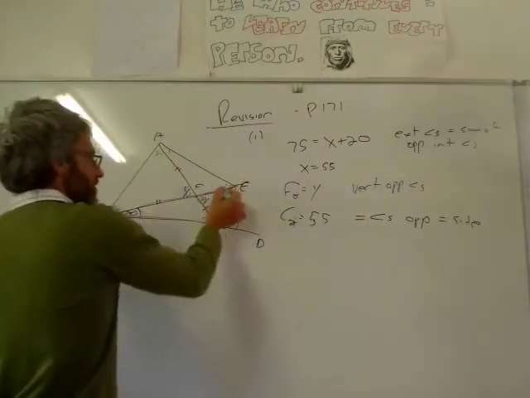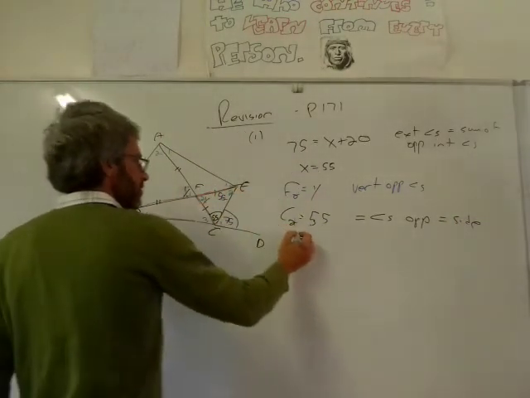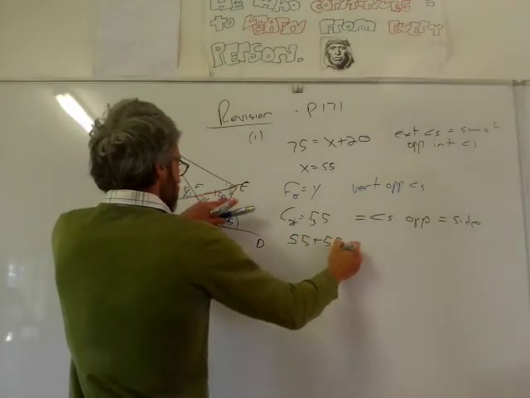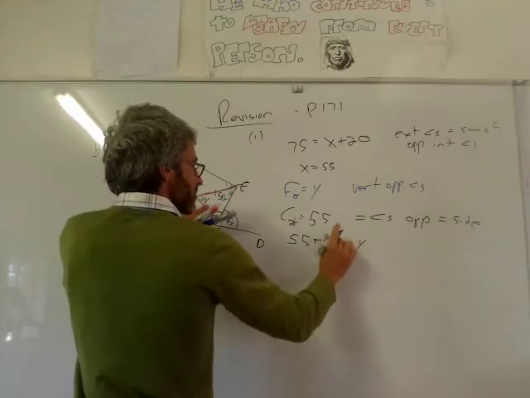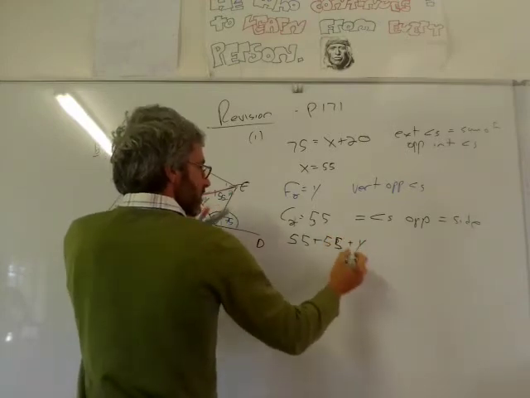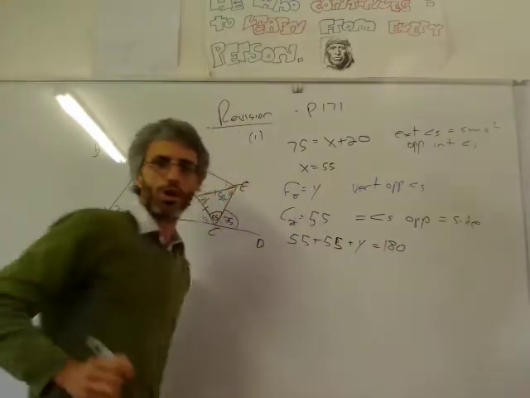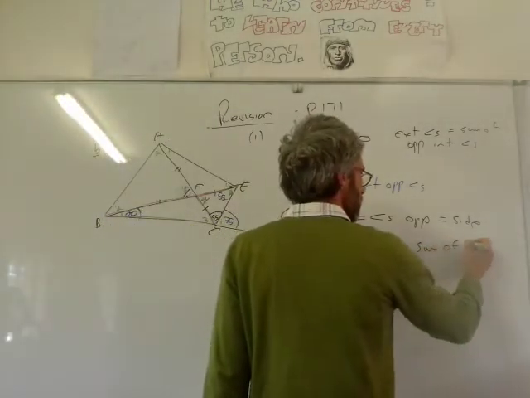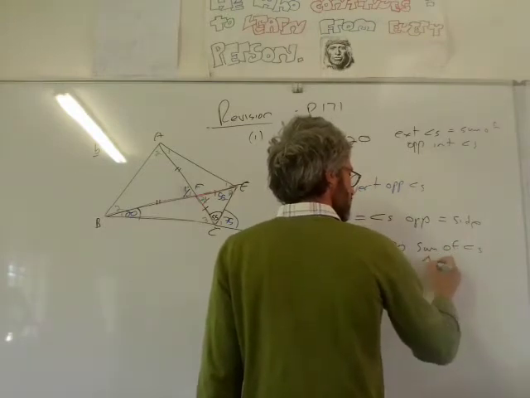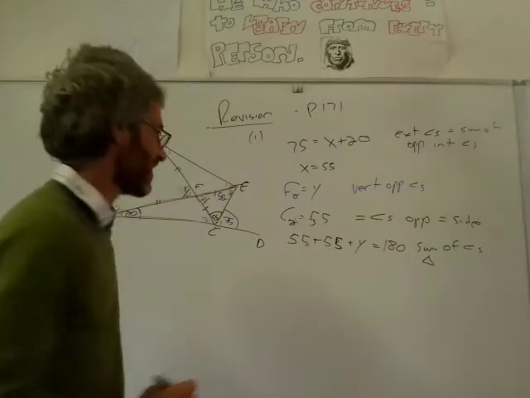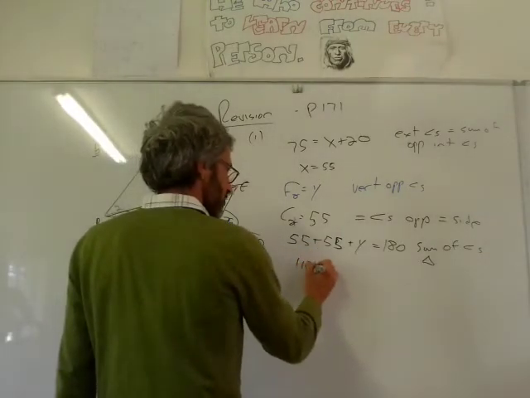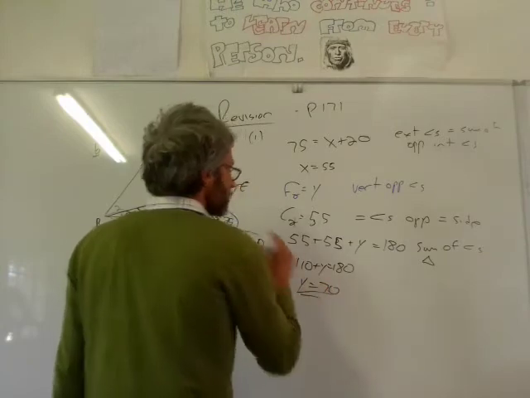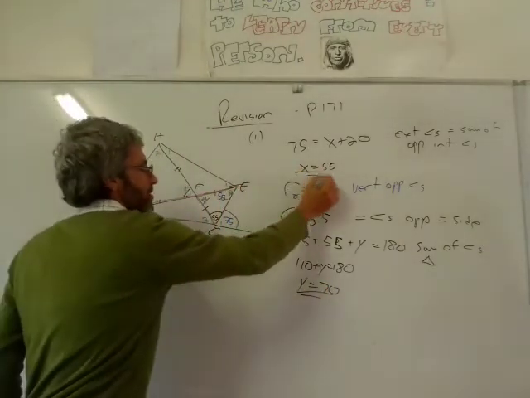So now in this red triangle, what is the sum of the angles? It's 55 plus 55 plus, we just knew that this is y. The sum of the angles is 180. Sum of angles in a triangle. You're always going to have that property somewhere. And then that means 110 plus y equals 180. y equals 70. So we found x and we found y.